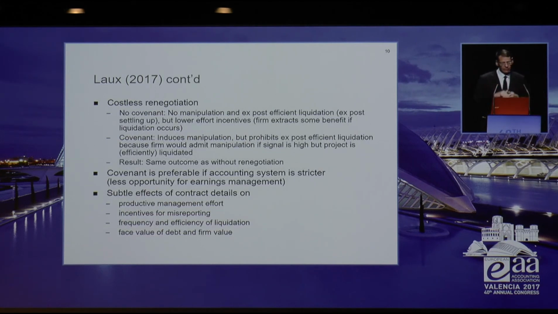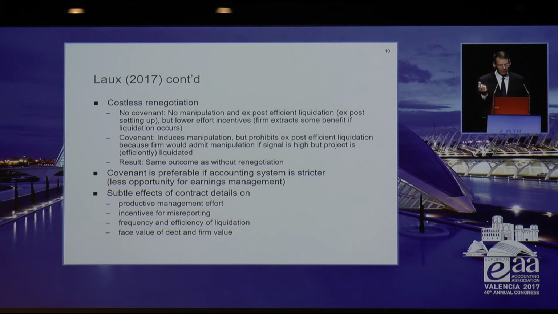Once one considers renegotiation, the assumption here, to keep the model clean, is that renegotiation is costless, and the question is how things change once you allow for renegotiation. Starting with the no covenant part, we end up very closely related to what we've seen before. If there's no covenant, but you can renegotiate without any cost, then there's no manipulation and ex post efficient liquidation, because you can always sit together and renegotiate and say, okay, actually it's bad, but I would not want to liquidate. So if the lender would like to liquidate the project, you say, okay, pay me something, right? And they negotiate on those things.